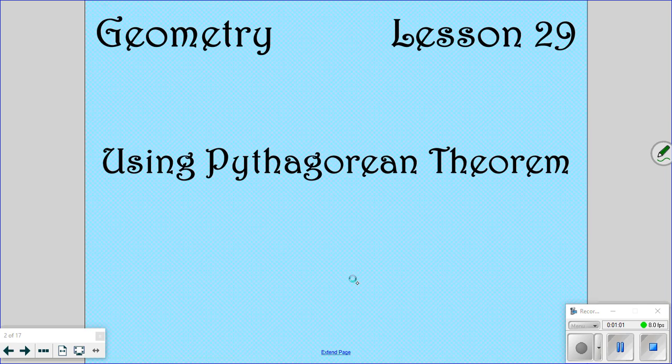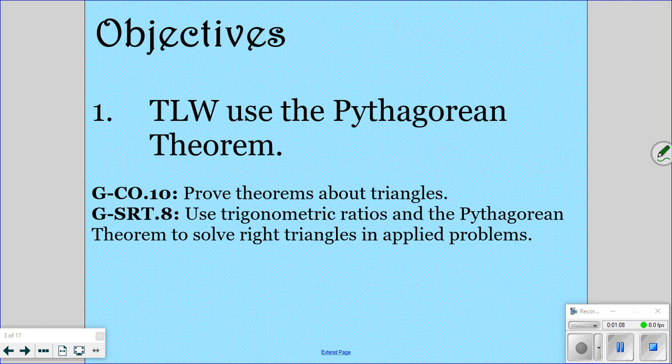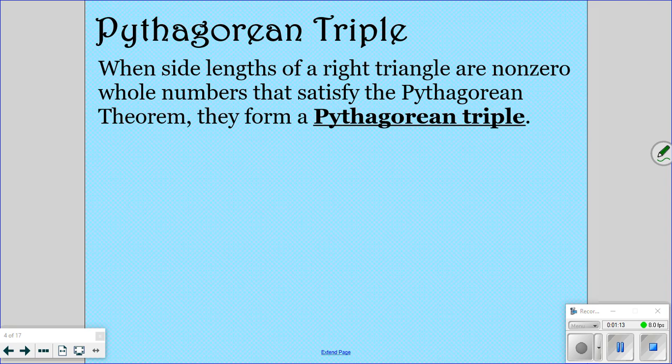Okay, so we are looking at lesson 29 today. We're going to look at using the Pythagorean theorem. So hopefully after this lesson, you'll understand how to use the Pythagorean theorem. Whenever you have side lengths of your right triangle that are non-zero whole numbers that work for the Pythagorean theorem, you have a Pythagorean triple. One of the most common Pythagorean triples is 3, 4, and 5. There are infinitely many Pythagorean triples, but that is one of them.